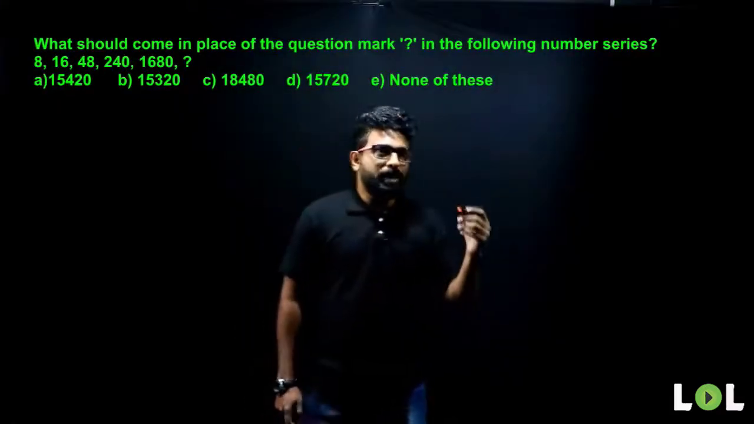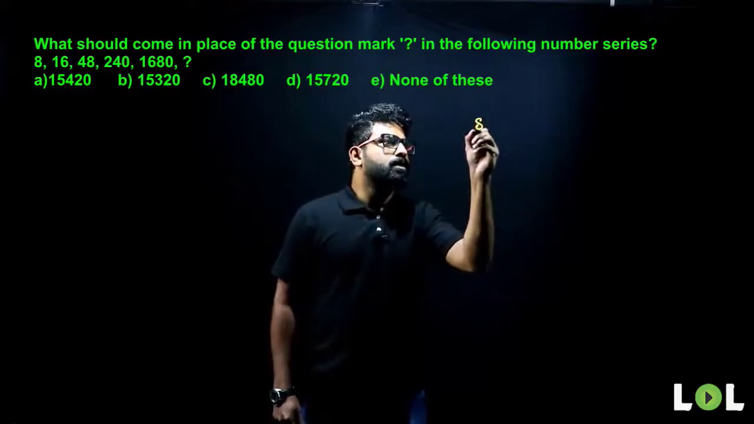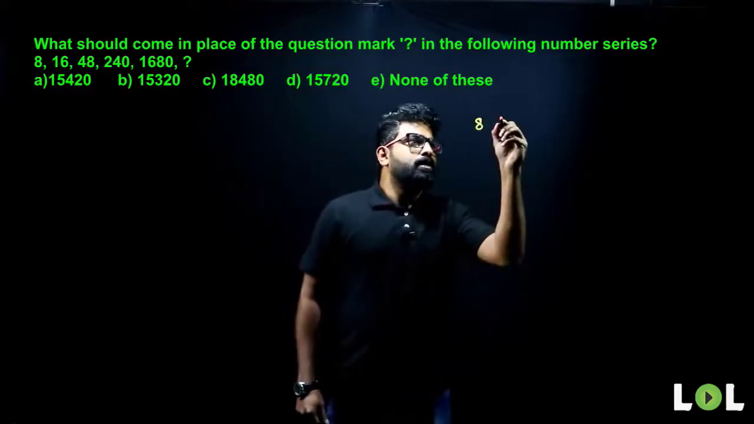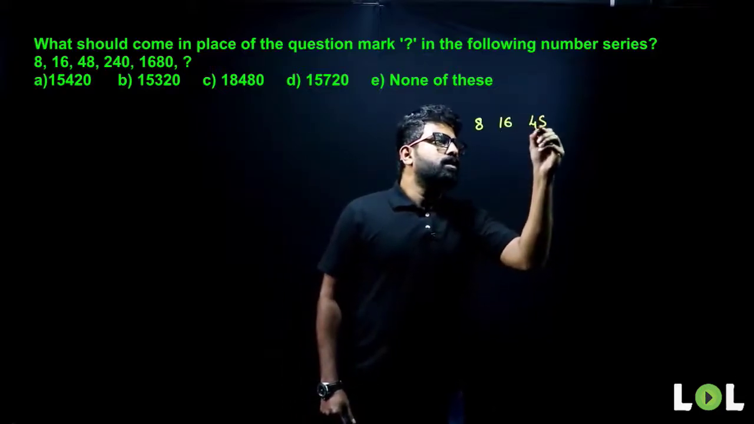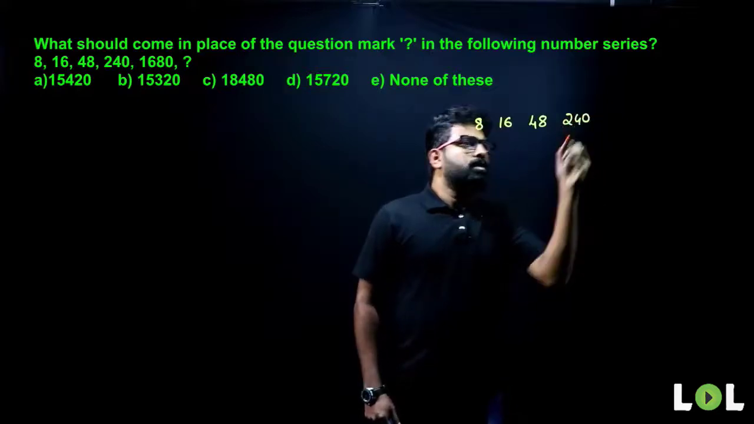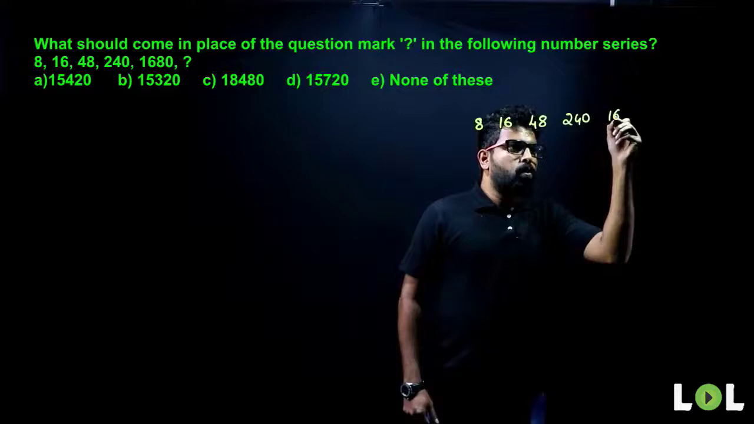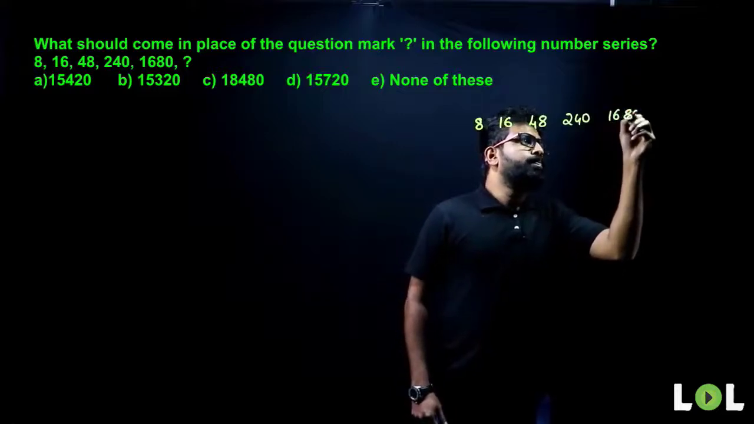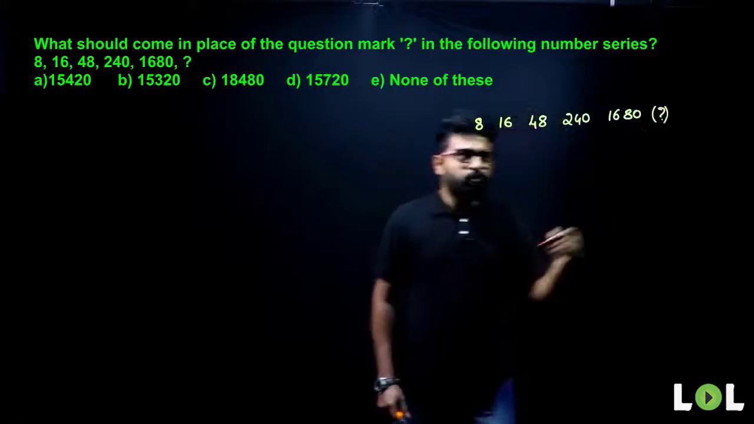So let us solve this question here. What do we have our terms as? We have 8 here, 16, then it's 48, then I have 240, then I have 1680, and then my missing term. This is the term I need to find out.